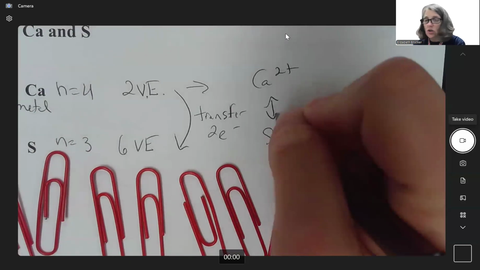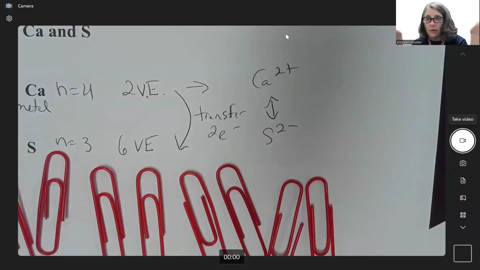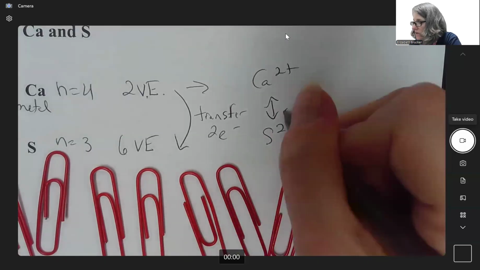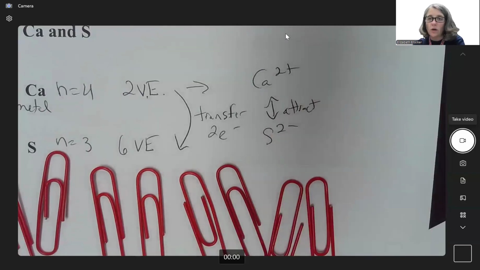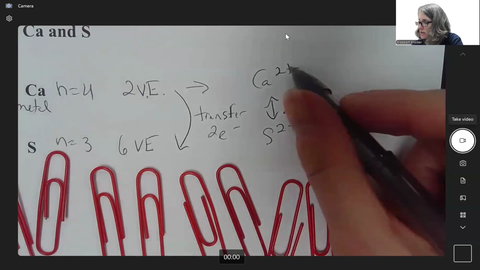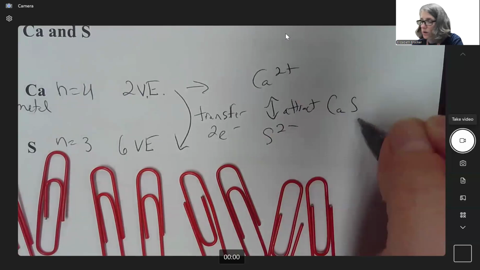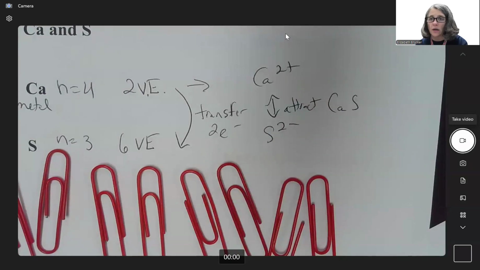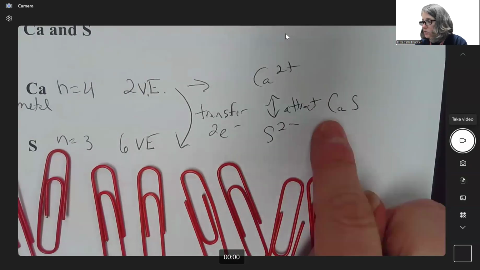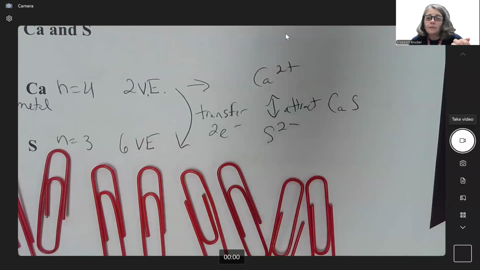So we now have 2 things that have charges. They have opposite charges, so they attract. So this attraction is then what we call an ionic bond. So this gets to 0 by a 1-to-1. So calcium sulfide is what I want you to write down as your ionic bond.